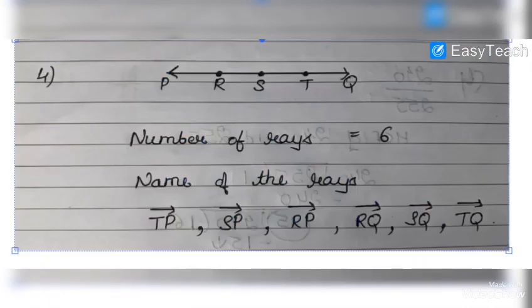Now the number of rays is 6. How 6 rays? Now first one is T to P, S to P, R to P, 3 are here. Now R to Q, S to Q and T to Q. So 3 are here. So total number of rays are 6. So student, in this way you have to do activity 1 and activity 2 of chapter basic geometrical shapes.